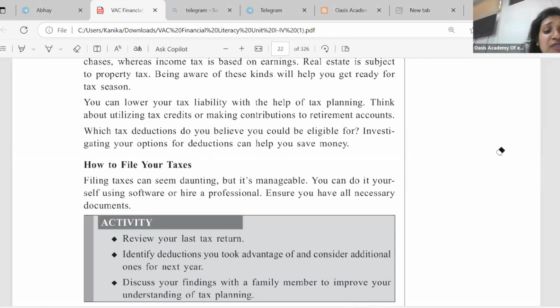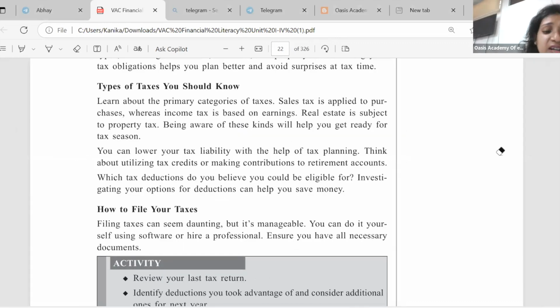Then you can say the types of taxes you should know. There are primary categories of tax. You have sales tax, which is applied to purchases, whereas income tax is based on earnings. Then you have real estate tax. Real estate is subject to property tax.